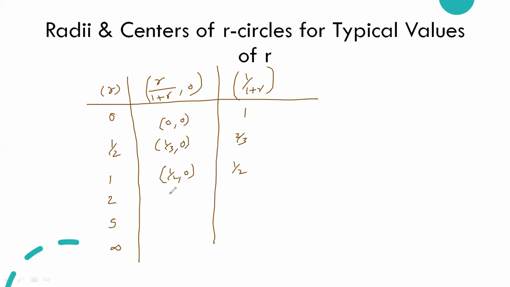and for the value 2 we get the center is 2 by 3 comma 0 and radius is 1 by 3, and for the value 5 it is 5 by 6 comma 0 and the radius is 1 by 6. And for infinity, if we substitute infinity directly, it looks like infinity, so you can take the common term r, and numerator and denominator will get cancelled. So we will get 1 by 1 plus 1 by r. Substituting 1 by infinity is 0, this term will get 1. So numerator is 1, and you will have the center value 1 comma 0, and the radius is equal to 0.